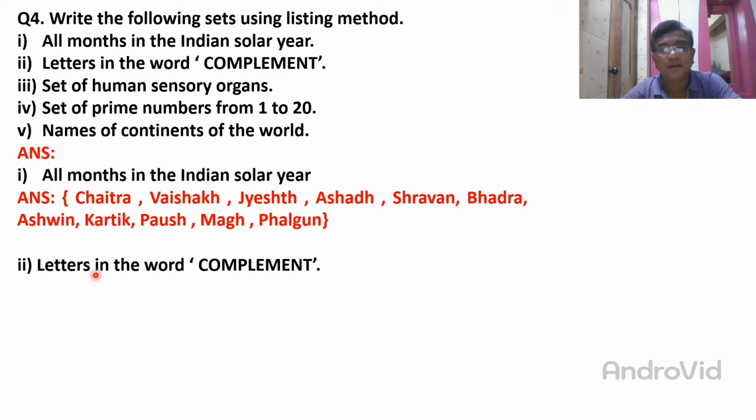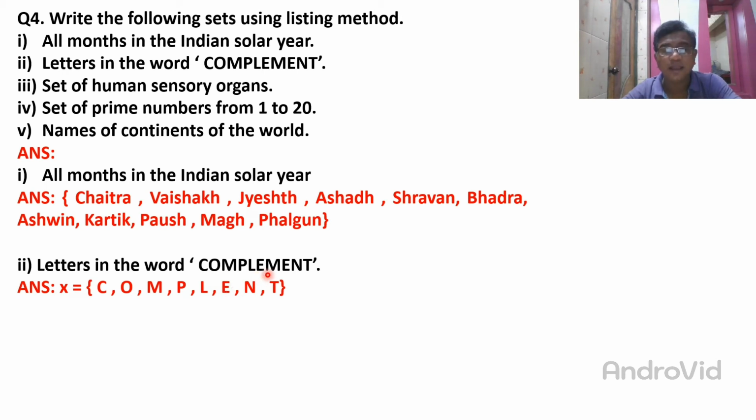Then the word complement, they want to write it in the list method. So X is equal to curly bracket. Here curly bracket means sets. So I want to write complement. C is capital, so I write capital C. Comma, then O, so I write here O. Capital M, so I write here M. Comma, then P, so I write here P. Comma, L, so I write here L. Comma, then E, so I write here E.